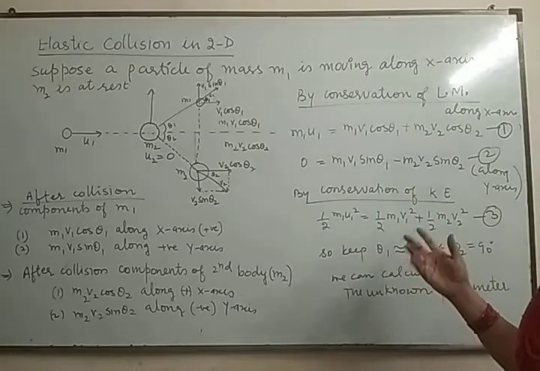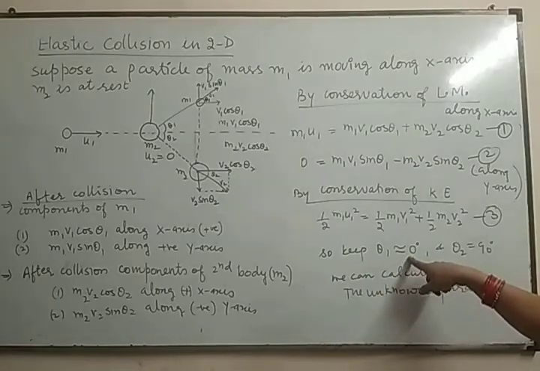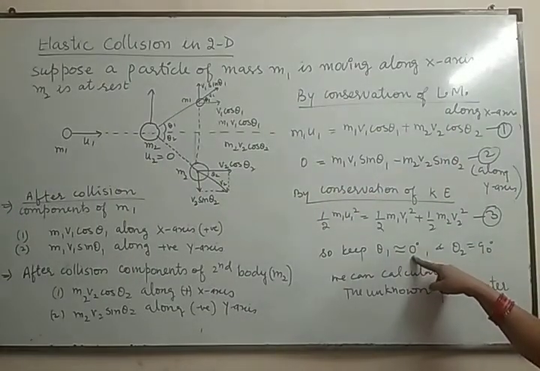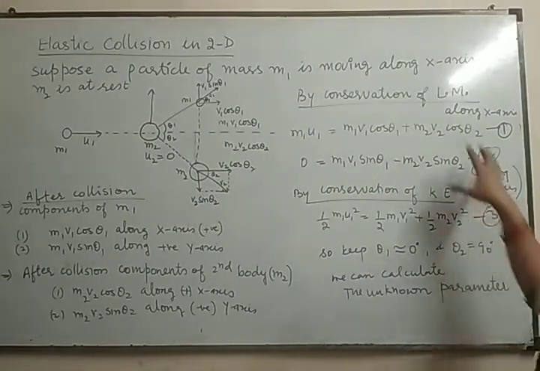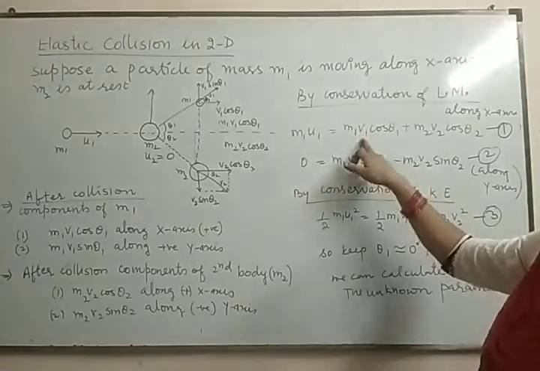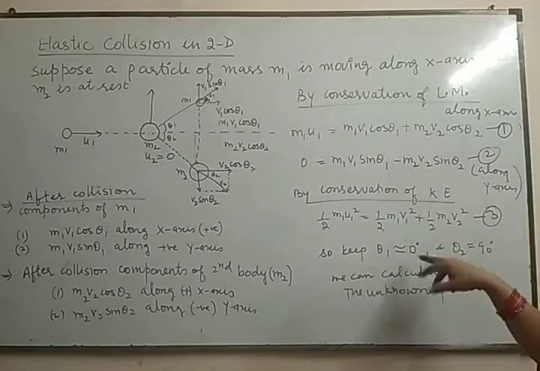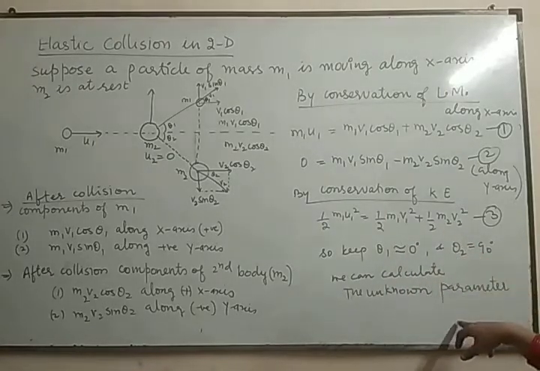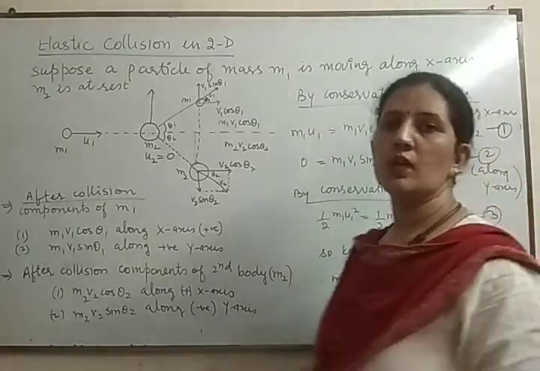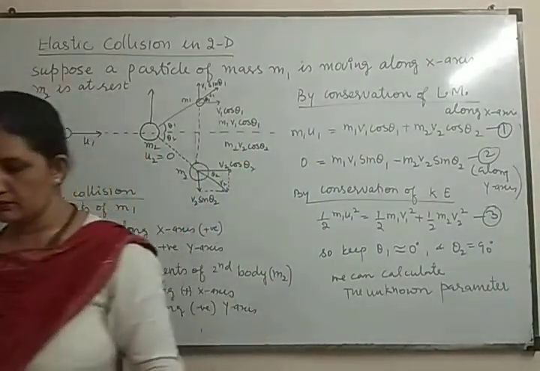To make it simpler, let us assume that theta 1 is approximately 0, which means the object is moving approximately along the x-axis. If you put theta 1 as 0 and theta 2 as 90 degrees, then the unknown parameters are reduced to u1, v1 and v2. So we can calculate the unknown parameters by knowing the known parameters. This is all about elastic collision in two dimensions. Now let us discuss some more numericals. First, note it down.